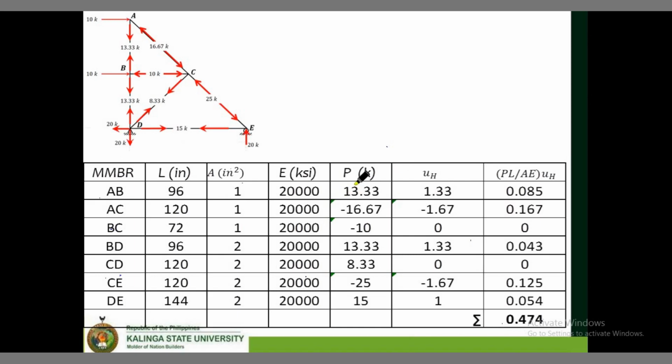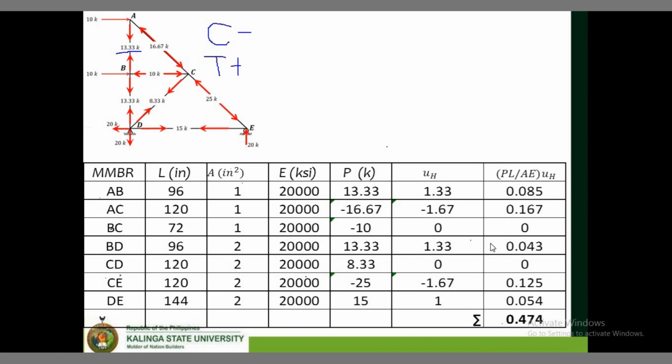AB, ang value ni AB ay 13.33 kips. And since the direction of the arrow is away from the joint, so that is tension, kaya positive yun. Okay? Again, wag niyong kakalimutan kapag compression, negative. Kapag tension, positive.